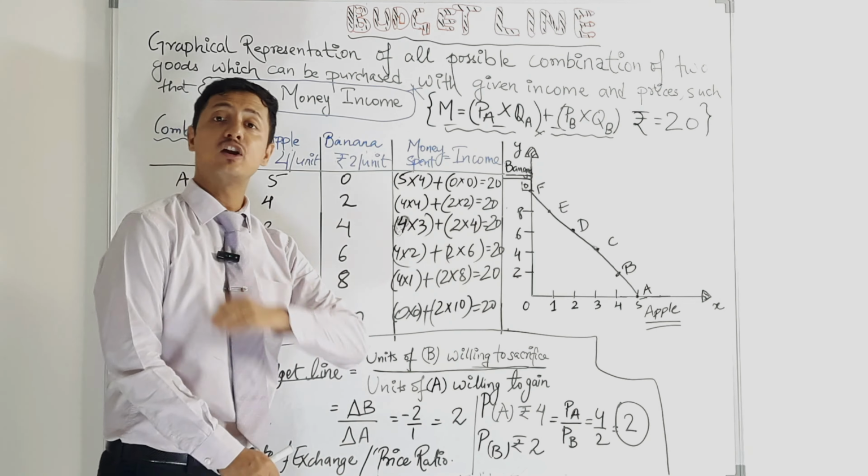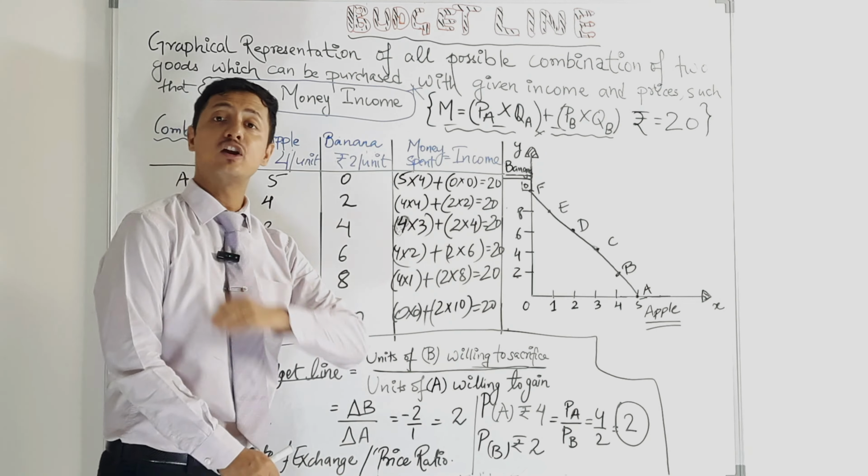In order to increase this commodity, we have to sacrifice the other commodity, right? So there is a negative slope. Now the budget line is a straight line. Why is it a straight line? The budget line is represented by a straight line because the price ratio is constant throughout.